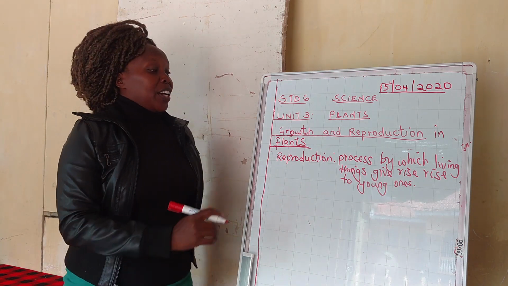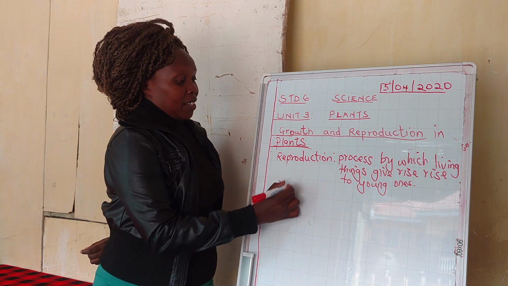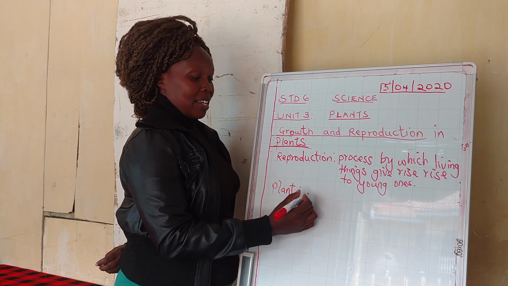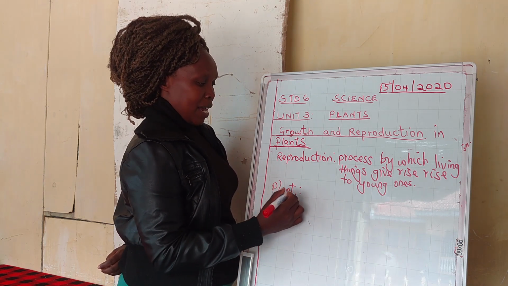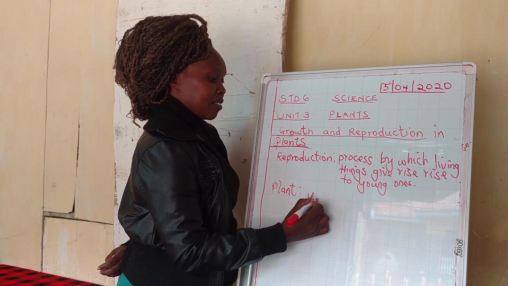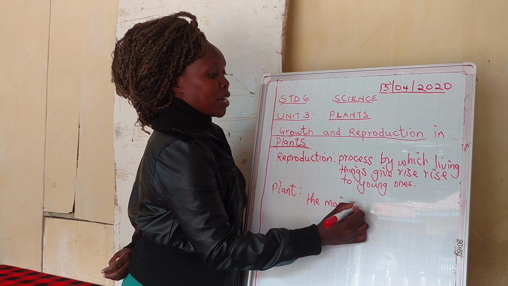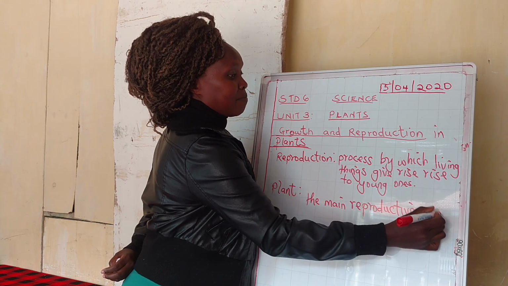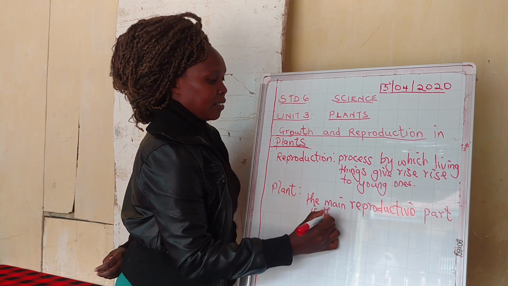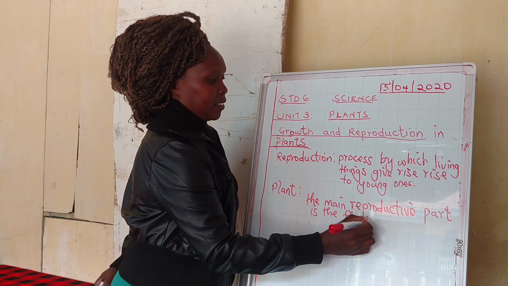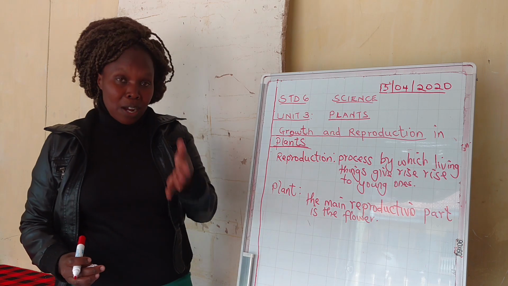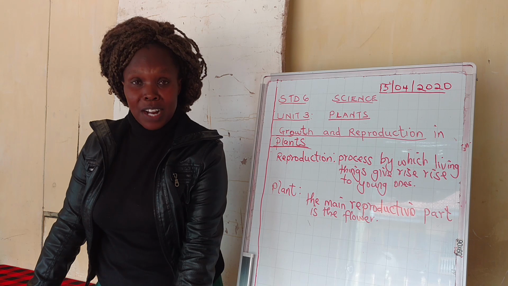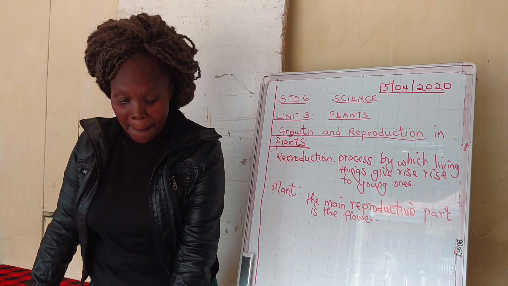So, in plants, the main reproductive part of the plant is the flower. We can also say that the flower is the reproductive part of a plant.